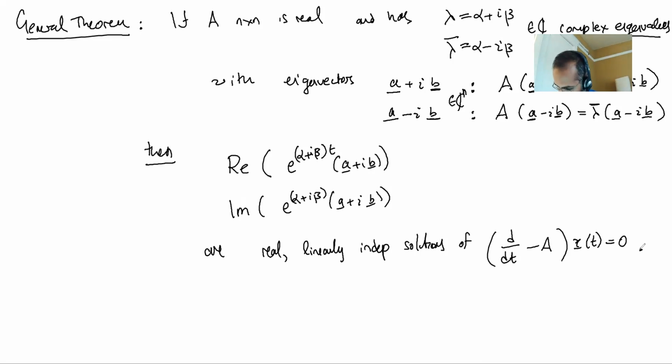Now, just to spell it out, there's a little bit of annoying algebra if you really want to spell out what this is. It's not hard, it's just annoying. Does anybody want me to spell it out? I would like to. Okay, let's spell it out. We just have to expand this. This is the real part of, and there's an e to the alpha t in front of everything. Let's take that out. And now you have cosine beta t plus i sine beta t, that's the exponential, and now you have a plus ib.